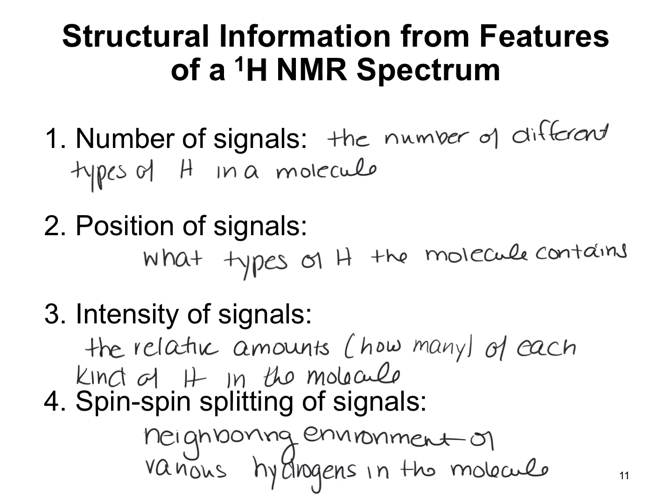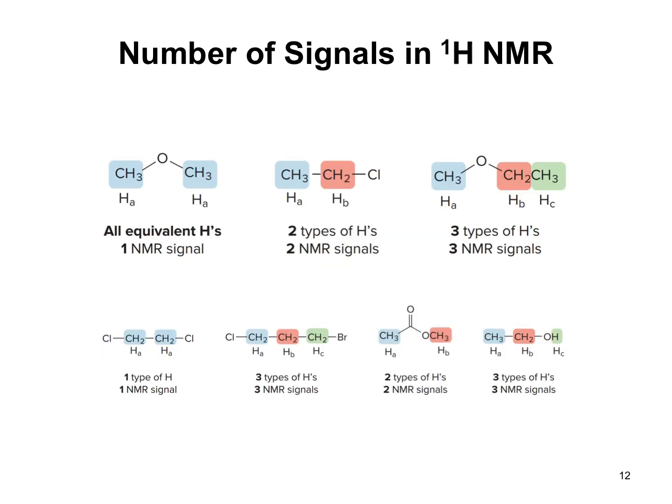Right? So we're going to start in this screencast to just talk about the number of signals. We're going to look at the position and intensity and spin-spin splitting in some future screencasts. So right now, focusing in on the number of signals. When we talk about the number of signals, the number of NMR signals equals the number of different types of proton in a compound.